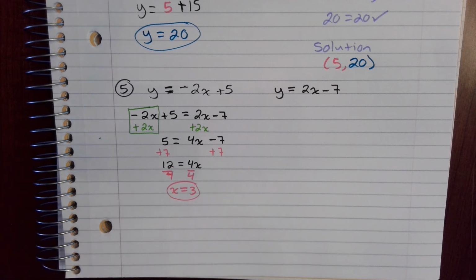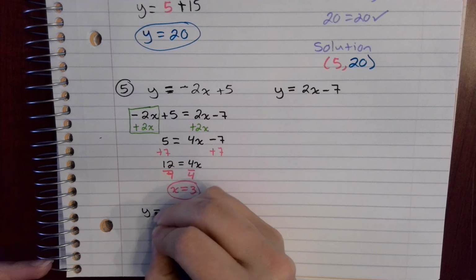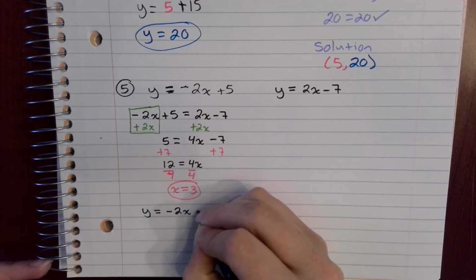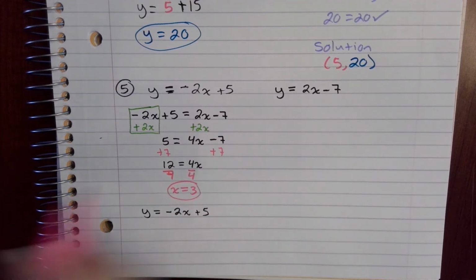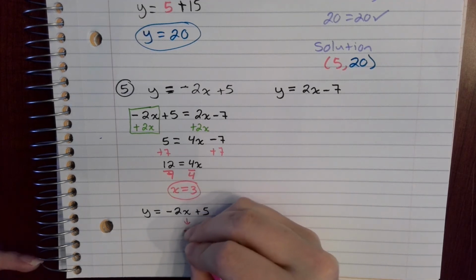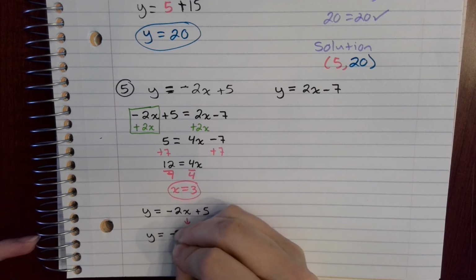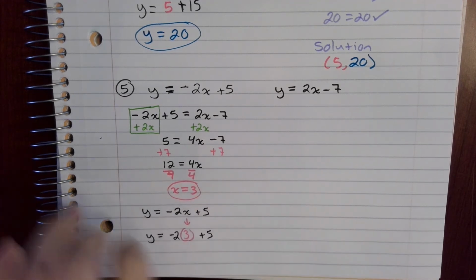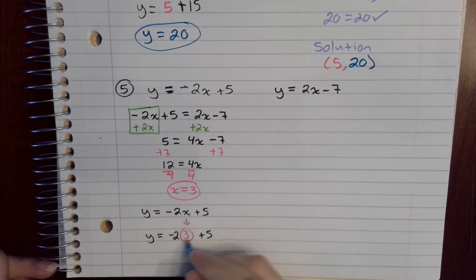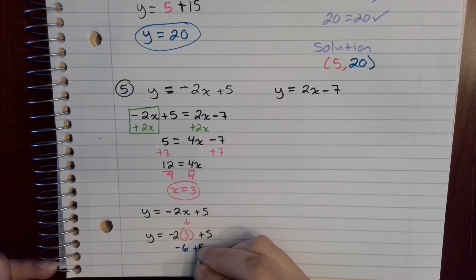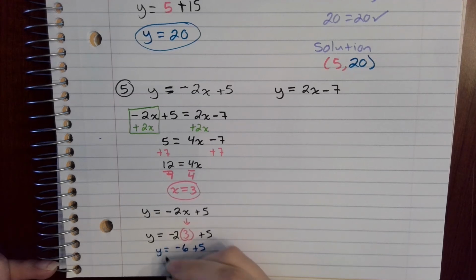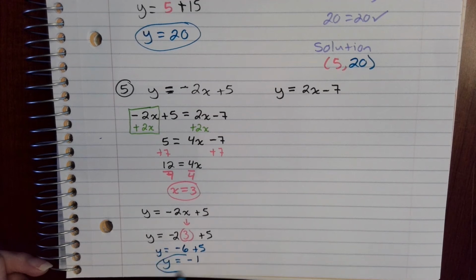All right, x is equal to 3. Pick an equation. Doesn't matter which one. I'm going to go with the first. Y is equal to negative 2 times x plus 5. And we're going to substitute 3 in for your x. So we get y is equal to negative 2 times 3 plus 5. Negative 2 times 3 is going to give you a negative 6. Negative 6 plus the 5 is going to give you a negative 1. So we get y is equal to negative 1.